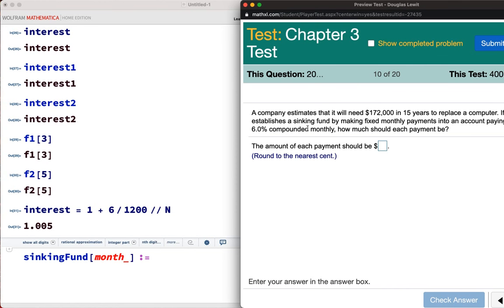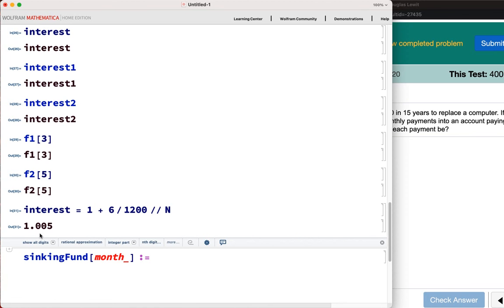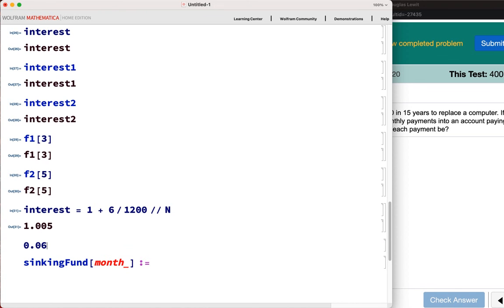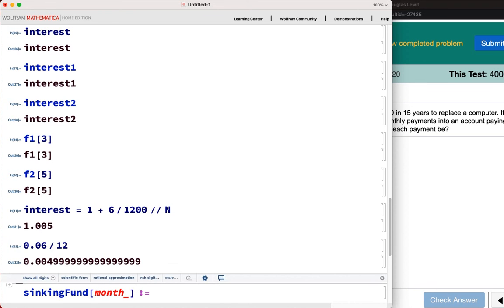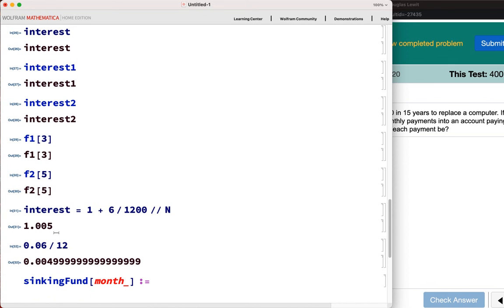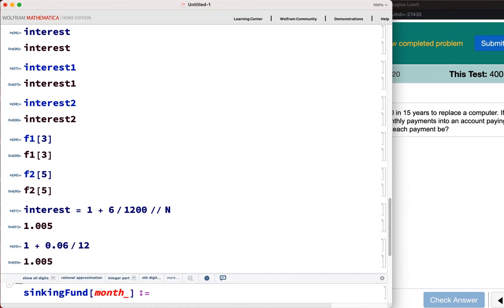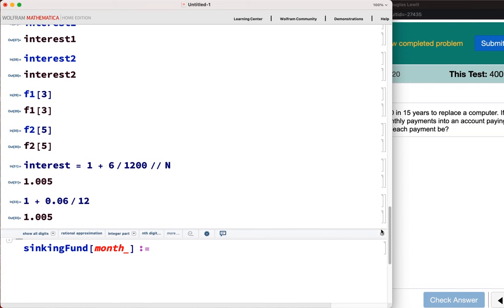Okay, 6% divided, well, it's really 0.06 divided by 12, right? 0.06 divided by 12 is the same thing as 0.005. All right, it's the same thing. 1 plus. All right, so yeah.